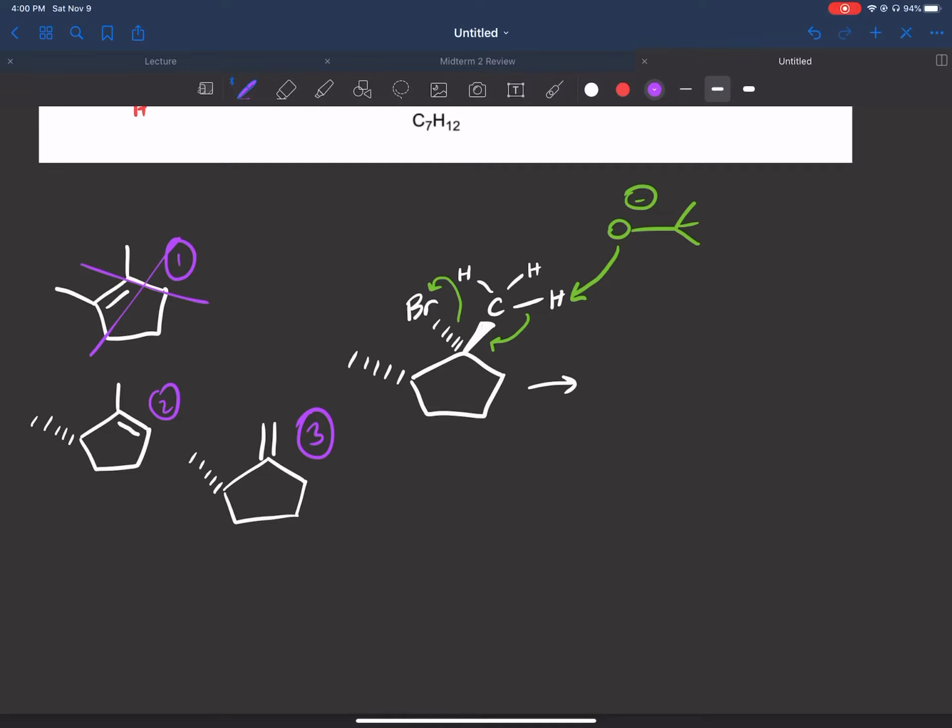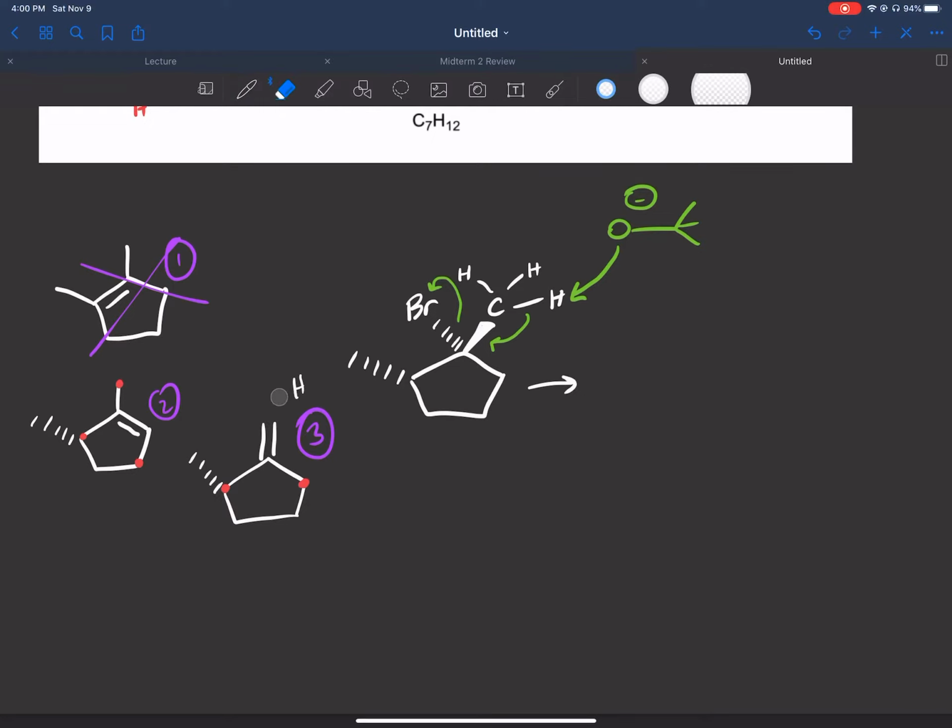Number 2 is less substituted than 1, but when we compare it to number 3, 3 is even less substituted because we only have hydrogens coming off here, right? Because this double bond on number 2 is connected to 1, 2, 3 carbons, whereas number 3 is connected to 1, 2. So 3 is the less substituted product. So we would actually answer this question as going with number 3.